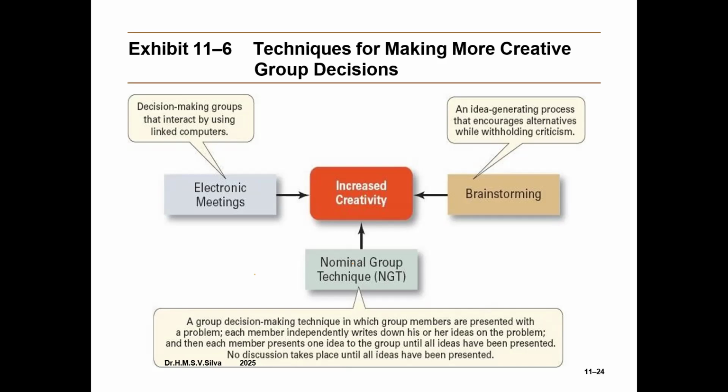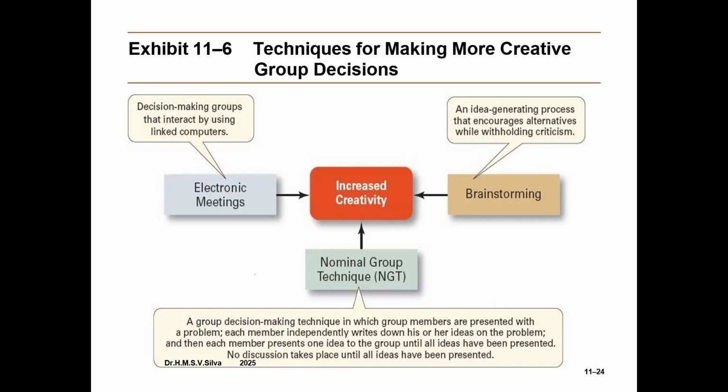Nominal group technique means a group decision making technique in which group members are presented with a problem, and each member independently writes down his or her ideas on the problem, and then each member presents one idea to the group until all ideas have been presented. No discussion takes place until all ideas have been presented.